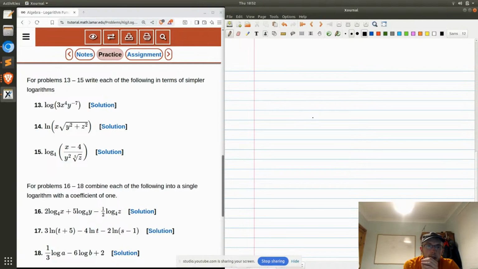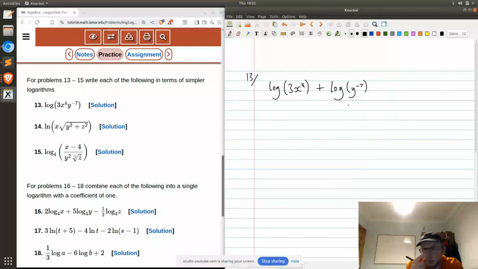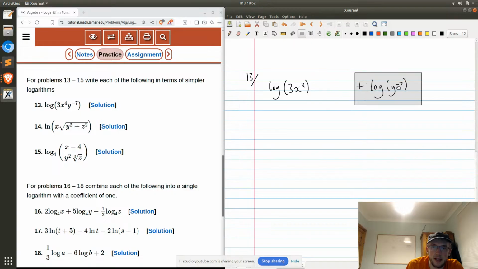Write each of the following in terms of simpler logarithms. How to do the 13th one. First, we're going to use this law, that if you're multiplying a pair of things together, then you can separate it out. And in fact, if you think about it, I'm doing 3 times x to the 4. So really, I could rewrite that.